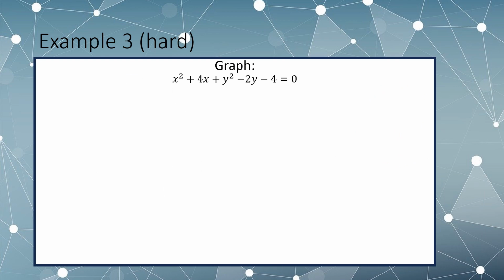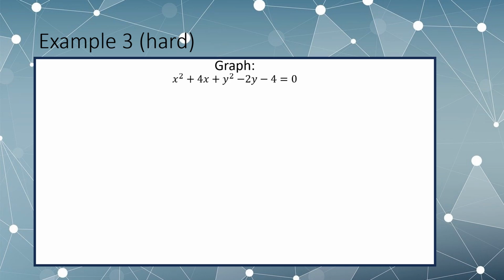Okay, this one's a bit more of a tricky one because we're told to graph x squared plus 4x plus y squared take 2y take 4 equals 0. Now, you can see this isn't in our standard form. So all we need to do to graph this one is convert it back into our standard form.